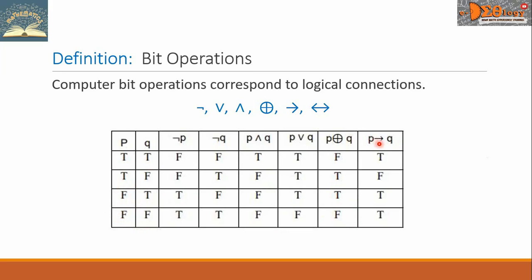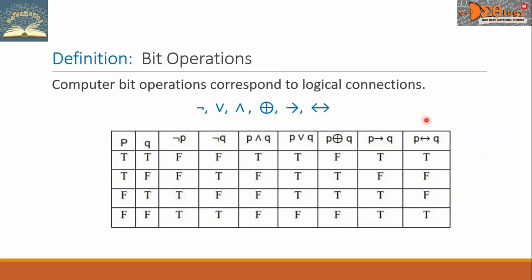Next, P implies Q. This is always true except when the P is T and the Q is F. So we see here T implies T is T. T implies F is F. F implies T is T. F implies F is T.